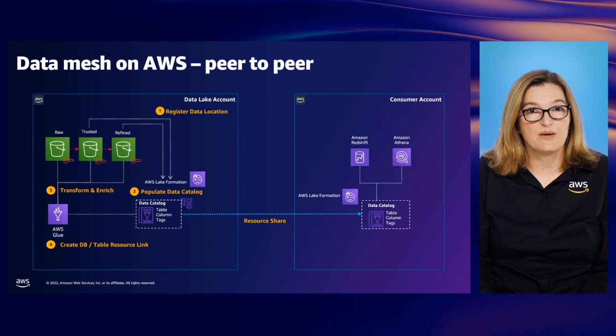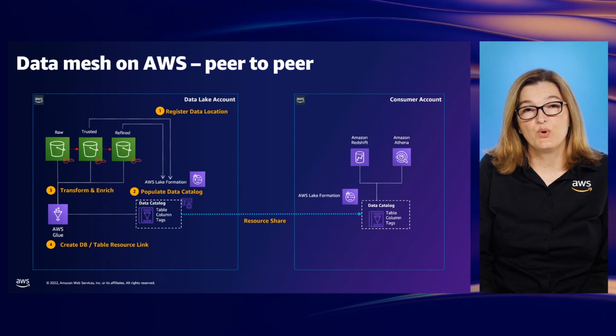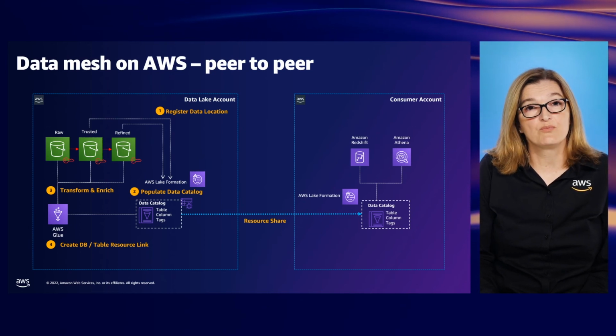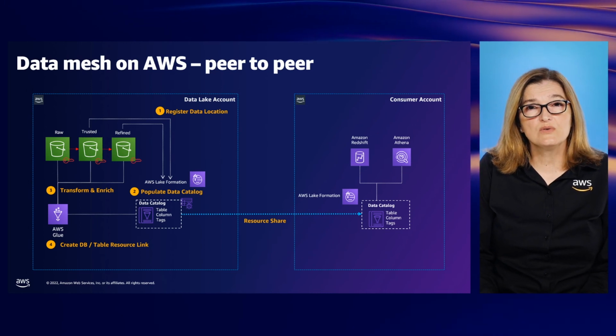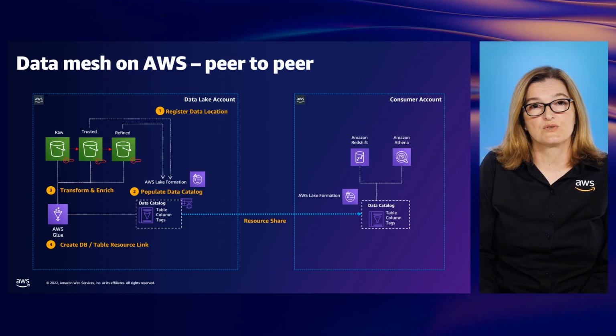The fourth step comes when they're ready to publish the data. At that point, they're going to create a database resource link from their account into the consumer account. They're also going to grant a share from the data lake account to the consumer account.